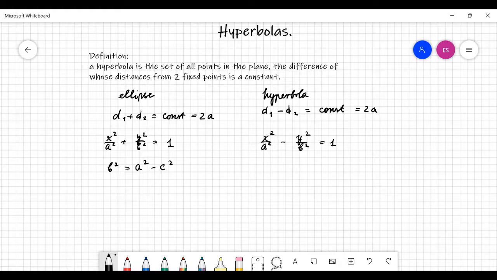What is going to be b over here? Well, b over here is going to be very close to that b, but it's going to switch the positions of c and a. It's going to be c squared minus a squared. Again, c is half of the distance between focal points. You have focal point 1 and you have focal point 2, and this is a distance to c. So c is half of this distance. And a is equal to half of this constant, which is the difference of distances.